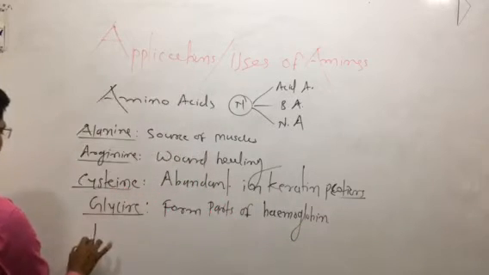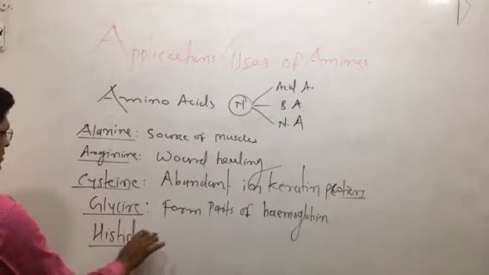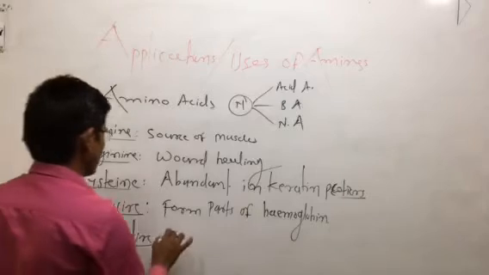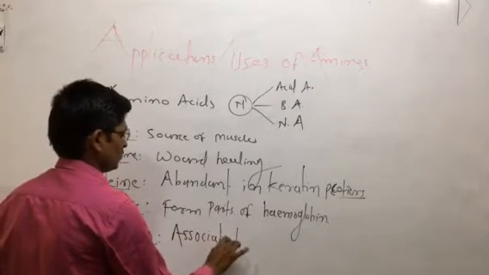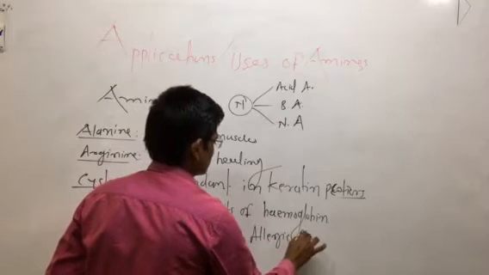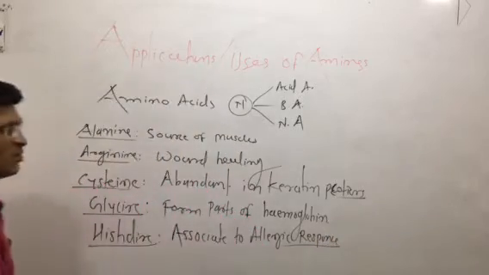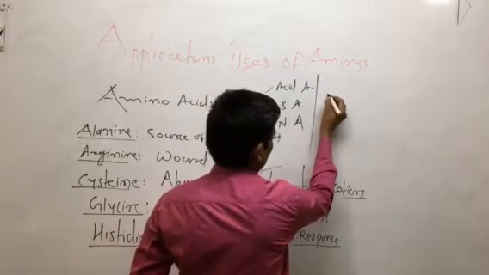Next amino acid is histidine. It is associated with allergic response. Associated with allergic response. The next amino acid is tryptophan.